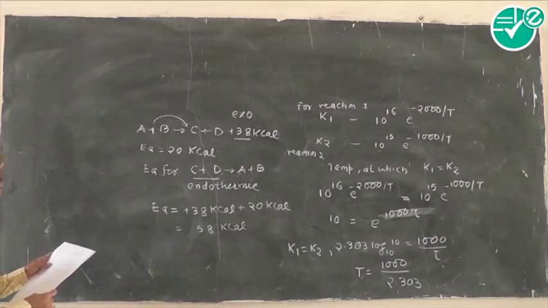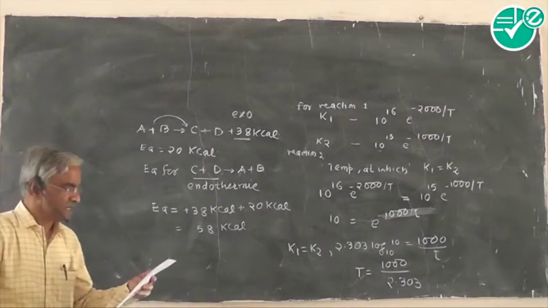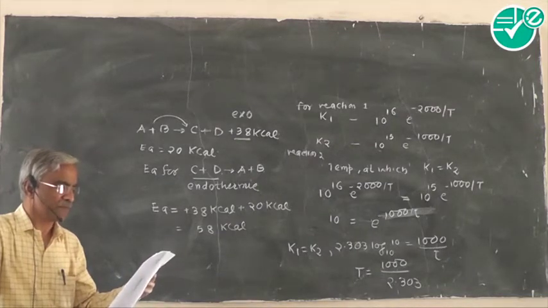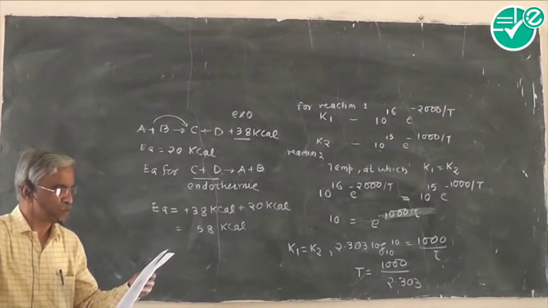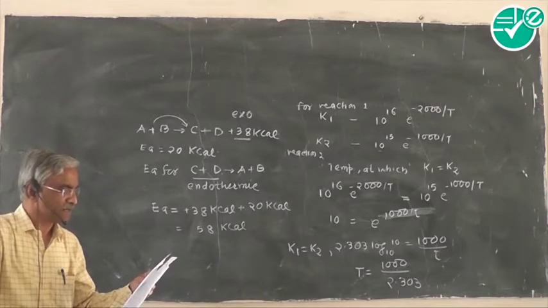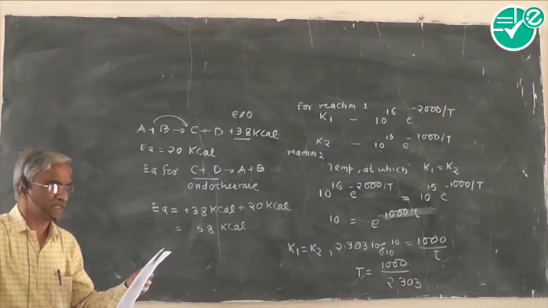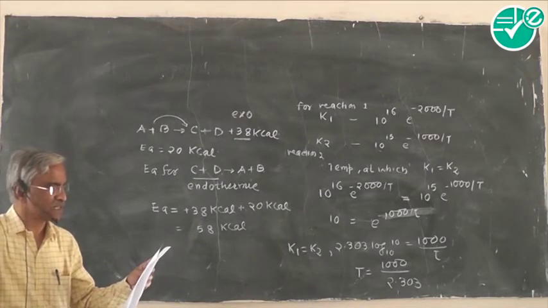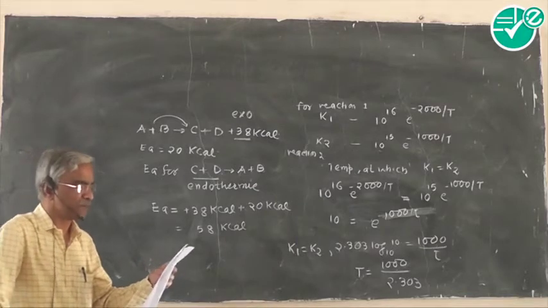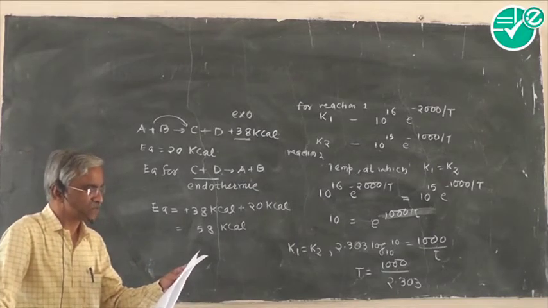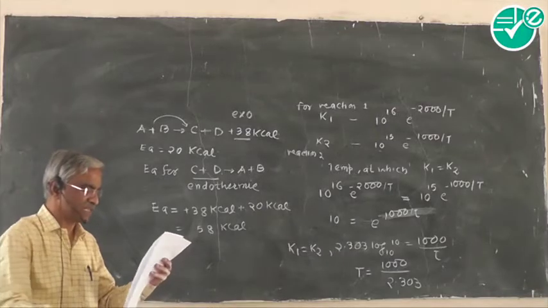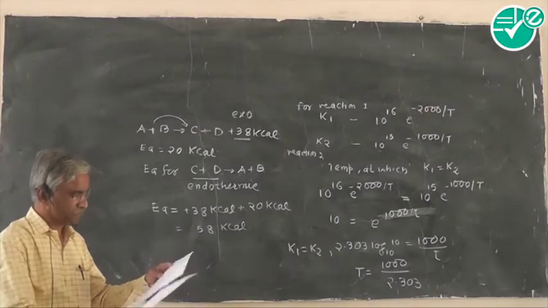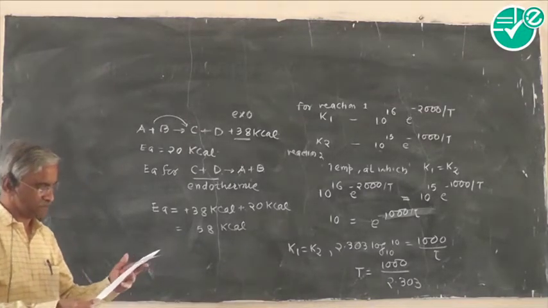And the same type of question has been asked once again. An exothermic reaction A to B has an activation energy of 17 kilojoules per mole of A. The heat of the reaction is 40 kilojoules. The reaction is exothermic, they have given in the first sentence. Calculate the activation energy. The same type of problem is here. Now the next one.